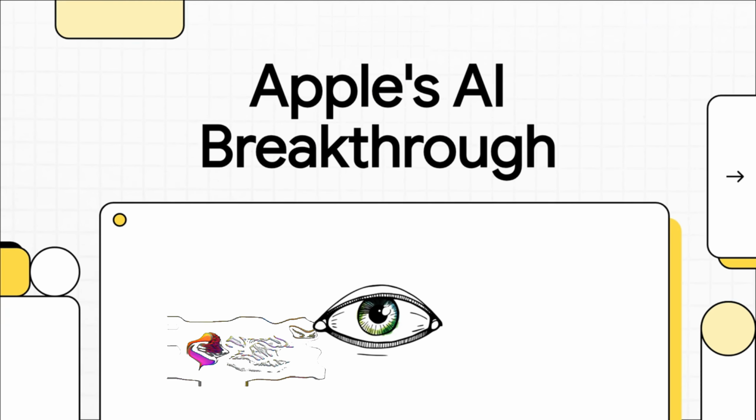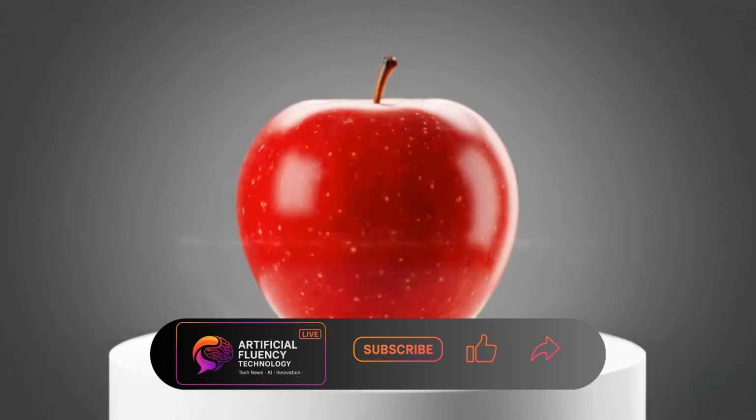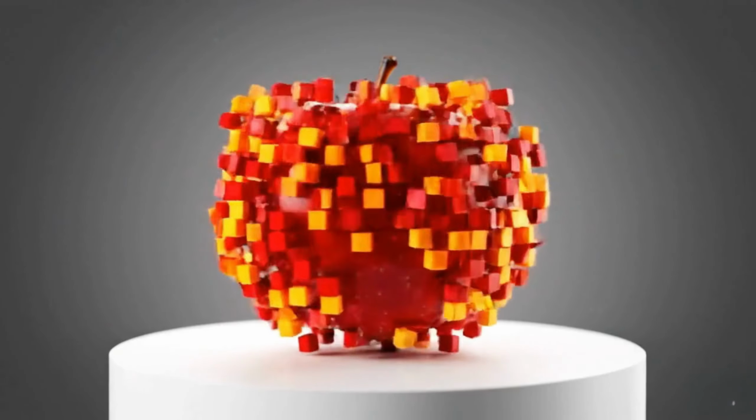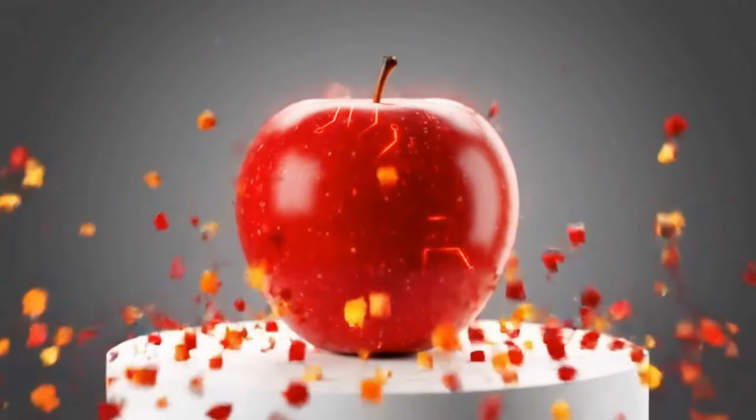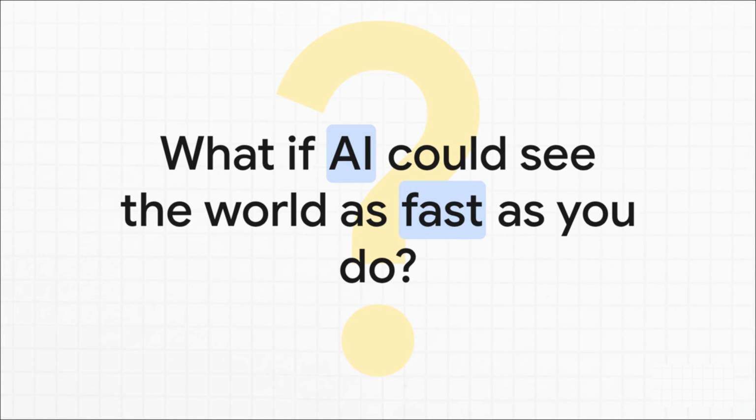So Apple just dropped what is basically a bombshell on the AI world. It's a new model they're calling Fast VLM. Today, we're going to break down exactly how this thing works, why it's such a massive leap forward, and, maybe most importantly, what it means for the devices you use every single day. All right, so let's just dive right in.